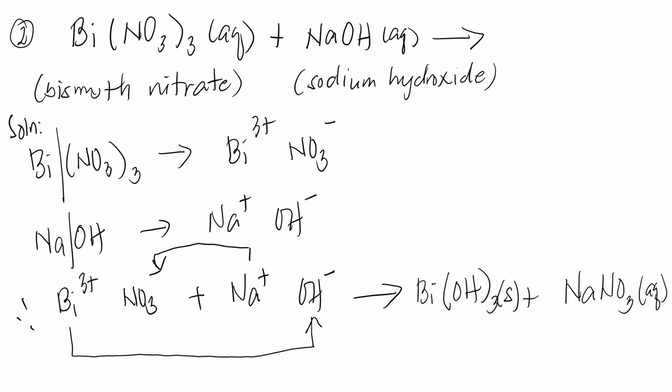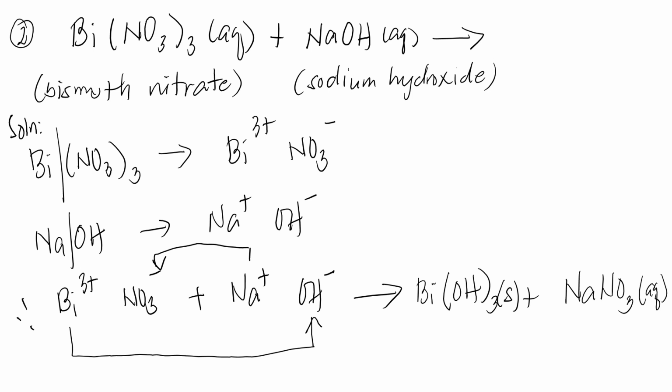So first part of the solution is to split the compounds into its ionic forms. So we have the metallic part, which is the bismuth, and the other part will be the nitrate.